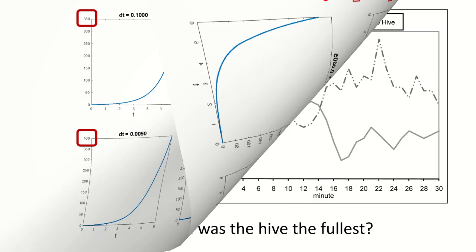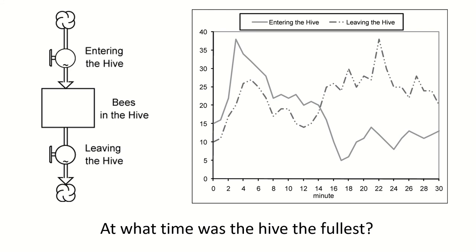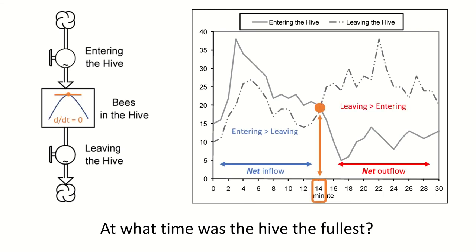I think the only other things I've got on here, so this is another kind of fun example. I won't go into any detail, but you can find this online. If I gave you a stock and flow diagram, a higher order thinking question might be: at what time was the hive the fullest? The answer is basically the instant where the inflow matches the outflow, the time where the net flow goes from positive to negative.